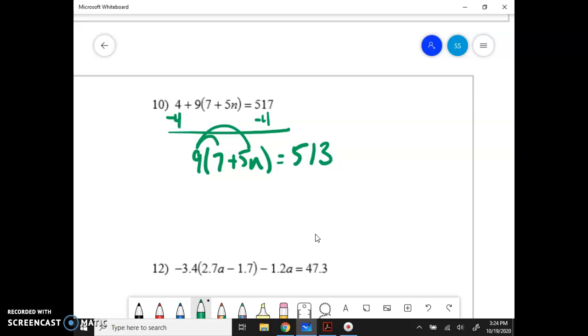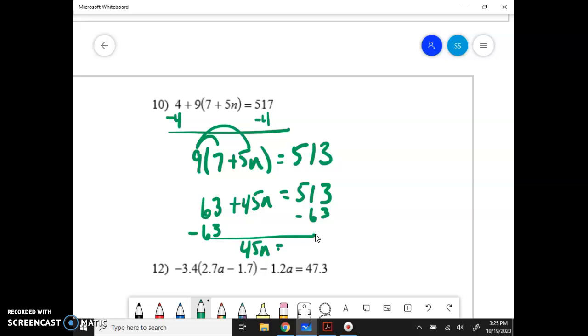So I'm left with 9 times 7, that's 63. 9 times 5 is 45n is equal to 513. Oops, now I'm going to go ahead and subtract 63. Subtract 63. And we're going to get 45n is equal to 450. Oh, that's going to work out nicely. Go ahead and divide by 45. Divide by 45. And we should be left with 1n is equal to 10.